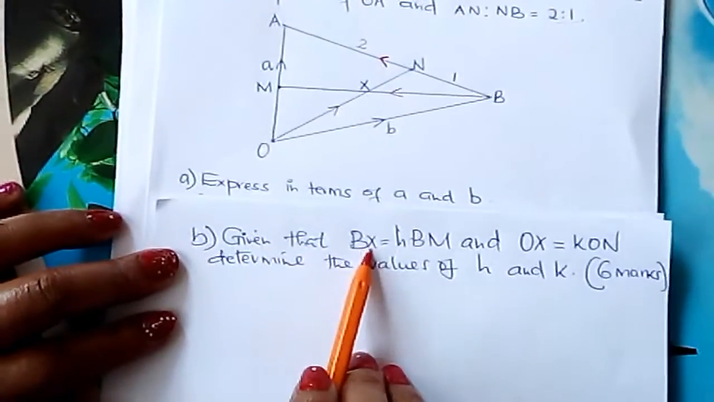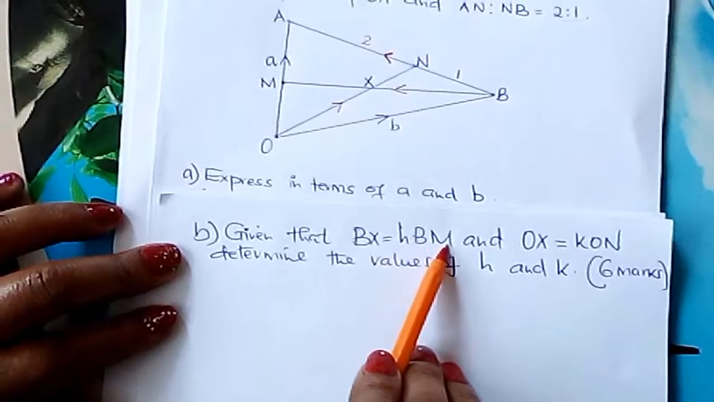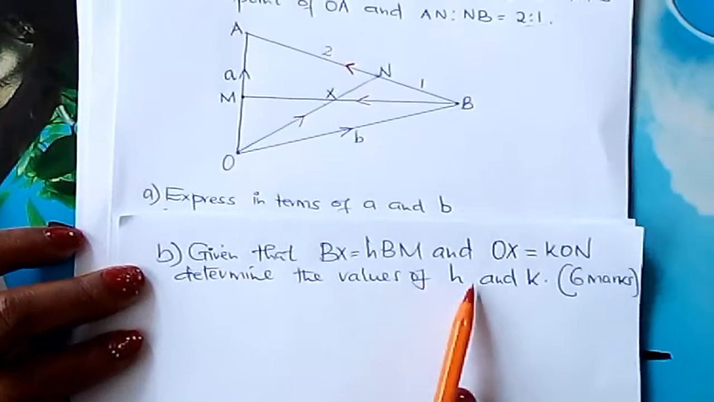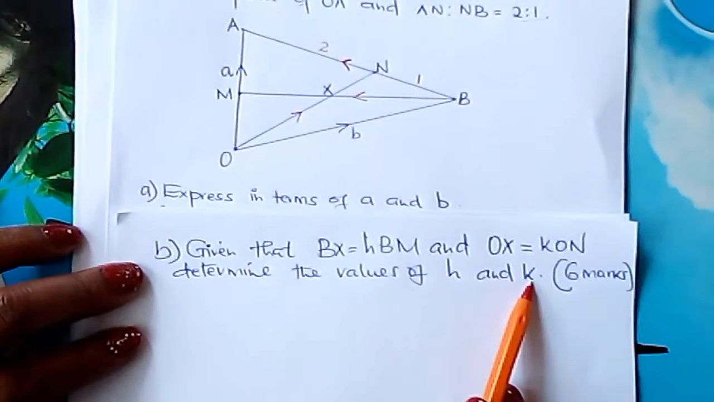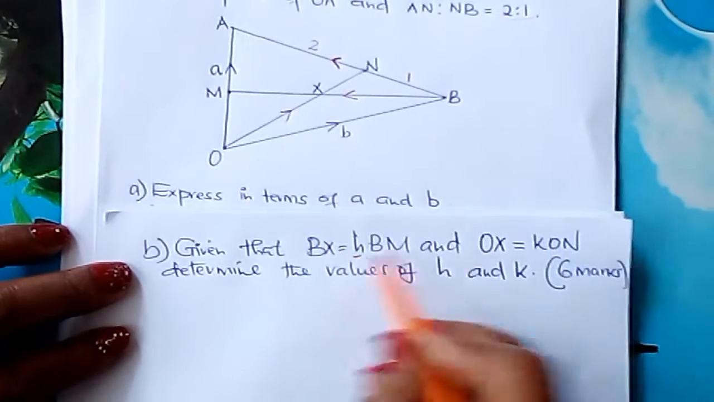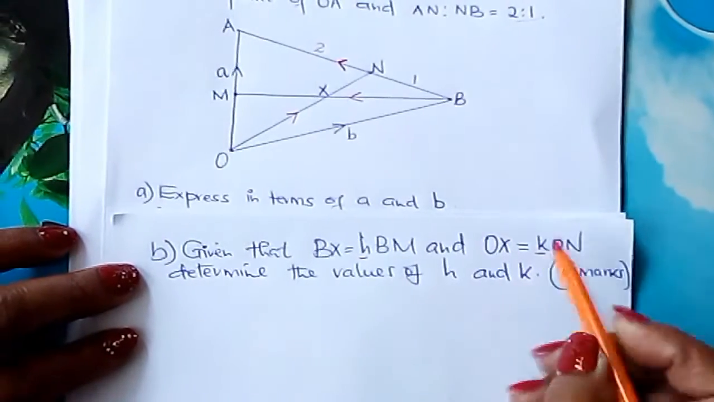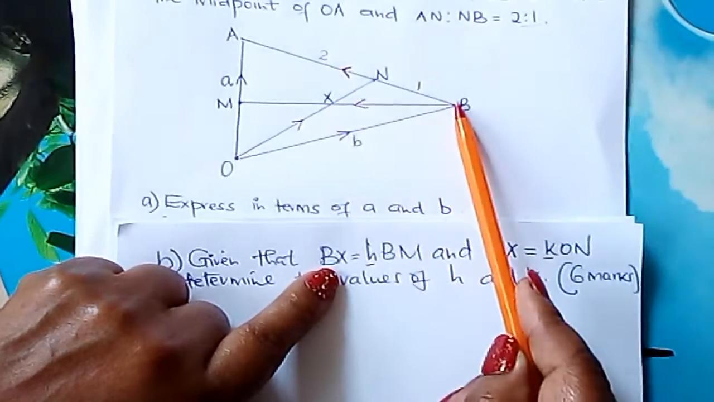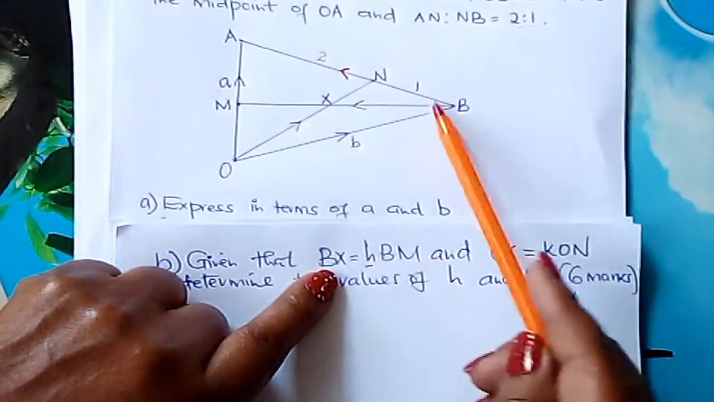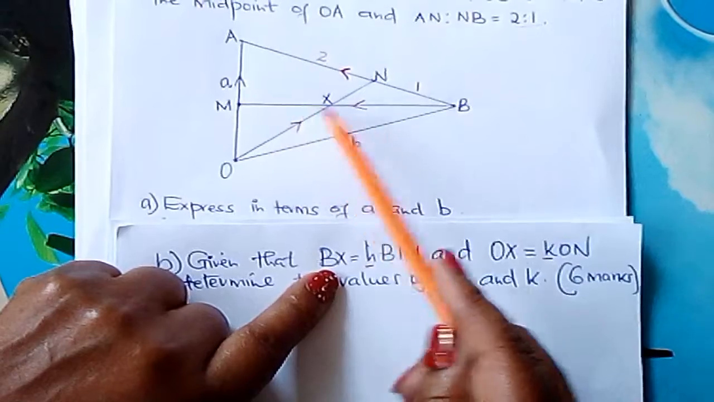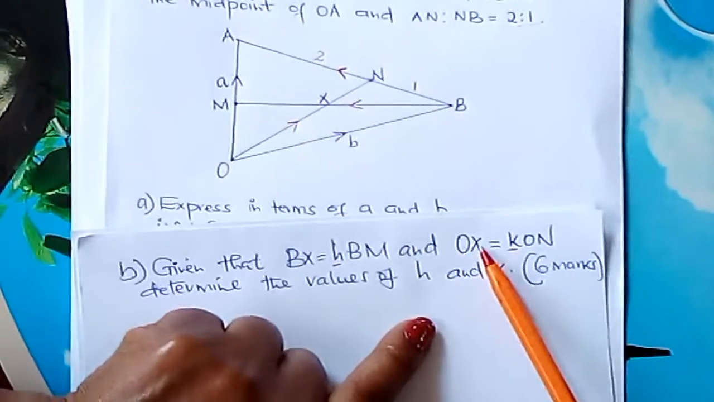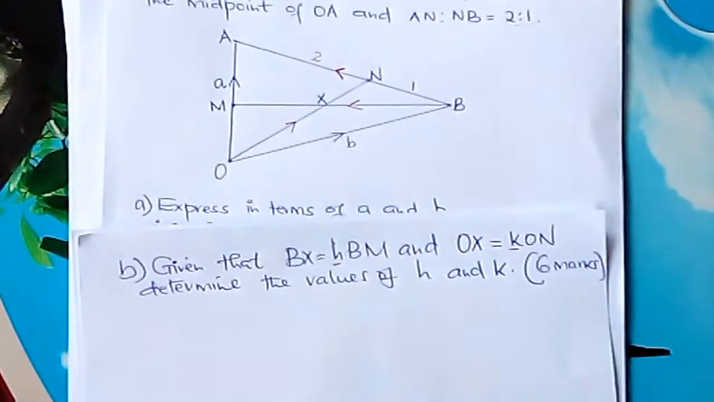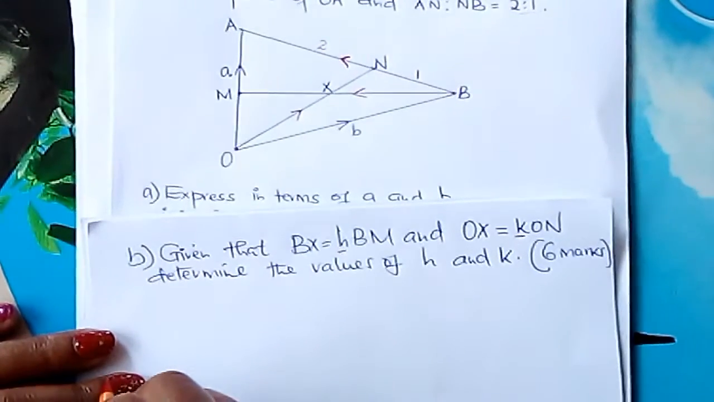You are told that given that Bx is equals to h of Bm and Ox is equals to k of On, determine the values of h and k. Lana, how do we get the values of this h here and k here? So we come to our diagram. This part means that Bx is a fraction of Bm, so h is a fraction. And Ox, as we can see here, is a fraction of On. So how do we get those values of h and k?